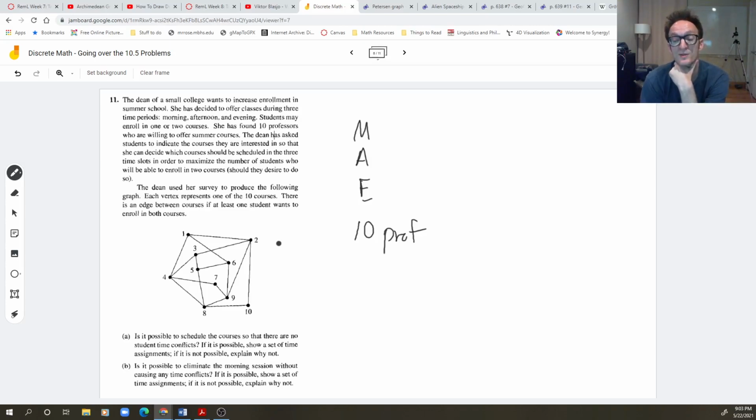If the chromatic number of this graph is 3, then a perfect coloring of this graph is an assignment to each of the 10 vertices of a color, and that color can represent a time slot. And now you have solved the problem, right? Because every single student can take every single class that they want to take. All right, so I think this is kind of great. And so the question is, is chi of G of this graph equal to 3?